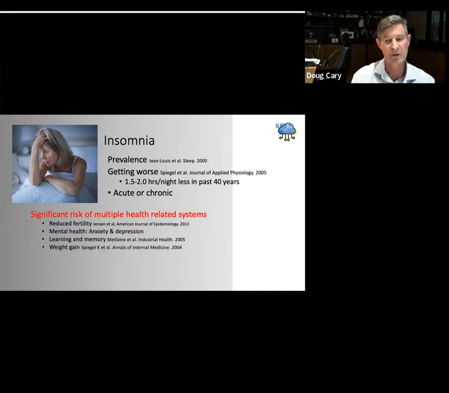Weight gain is interesting. We'll look at that with regards to Emma, but essentially we have hormones in our body which regulate how hungry we feel.